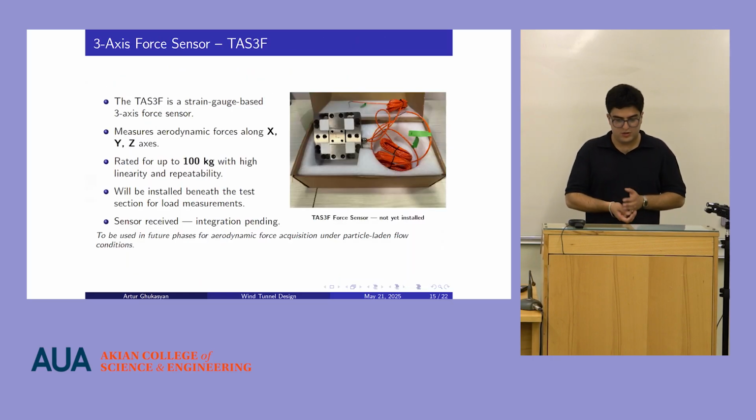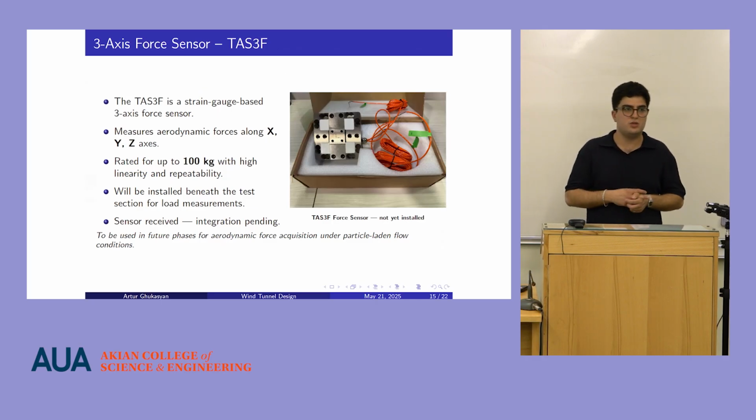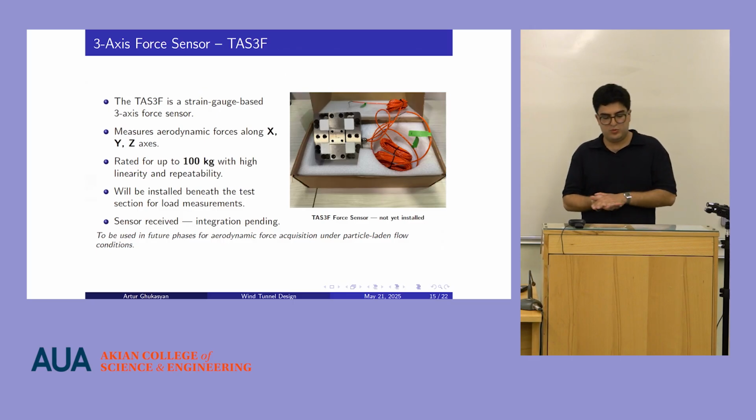This is the force sensor that was to be used. The TIS-3F is a strain gauge-based 3-axis sensor. It measures the forces along the XYZ axis, and it is rated for 100 kilograms of load with high linearity and repeatability. It will be installed between the test section for load measurements. The sensor has been received, however, the integration is still pending. It will be used in the future phase for aerodynamic force acquisition under particle load and flow conditions.